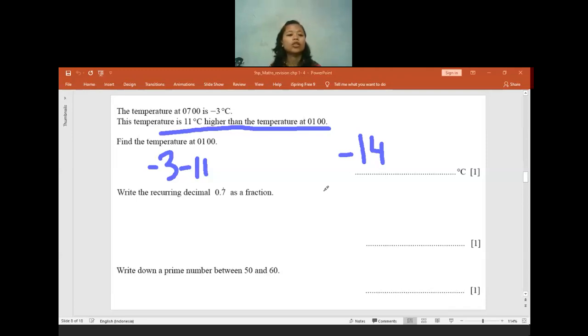Okay, now I will continue to the next question. Write this recurring decimal as a fraction. So the first thing we have to do, we have to assume x equals the number given. So it will be 0.777 and so on. So now how many x do I have to find? Is it 10x, 100x, 1000x, or how many x do I have to find? 10x. Okay, 10x, teacher. Good job, PP. So we need to find 10x. 10x will equal how many?